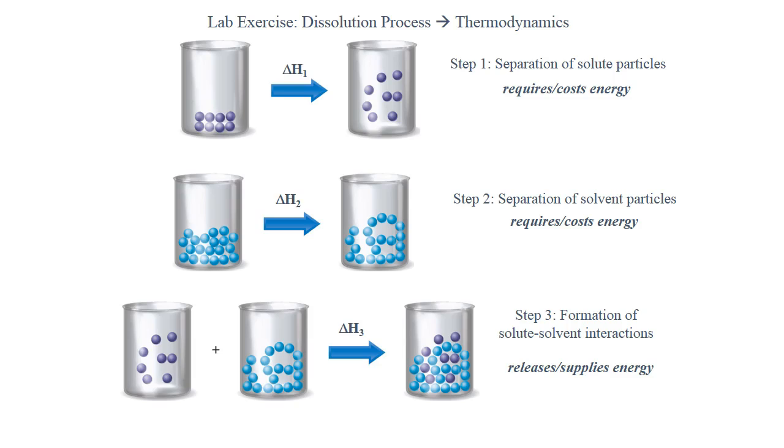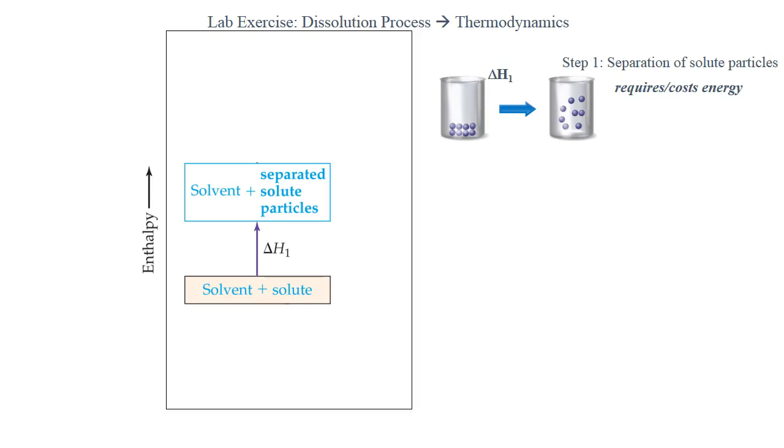So if we divide this up into 3 different delta H's, delta H1 we know is going to require heat, require enthalpy, so that one's going to be positive. The second one will also be positive. The third one will be negative. And the question is, when we add them all up, will we get an overall value that is positive or negative?